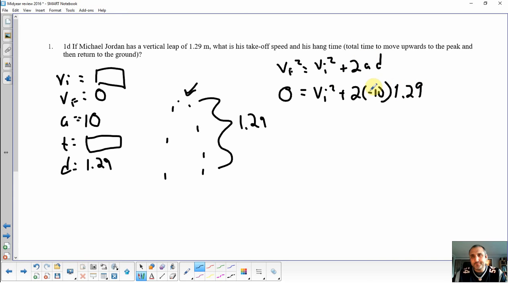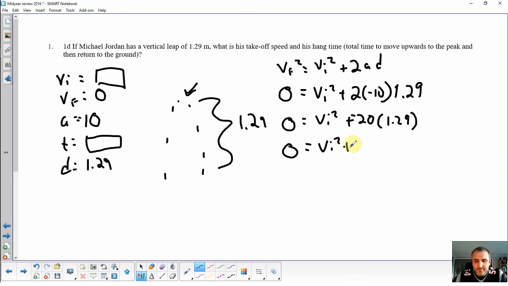Now be very careful here. So many of my students are so used to looking at 1/2 of A, they're just going to, in their minds, make this negative 5, and that is not true. This is negative 20. VI squared plus negative 20 times 1.29. Negative 20 times 1.29 is going to be VI squared plus negative 25.8. And now we have to do some math. Add 25.8 to both sides. So we end up with positive 25.8 over here equals VI squared. And that's a good thing, because we need positive to be able to take a square root.